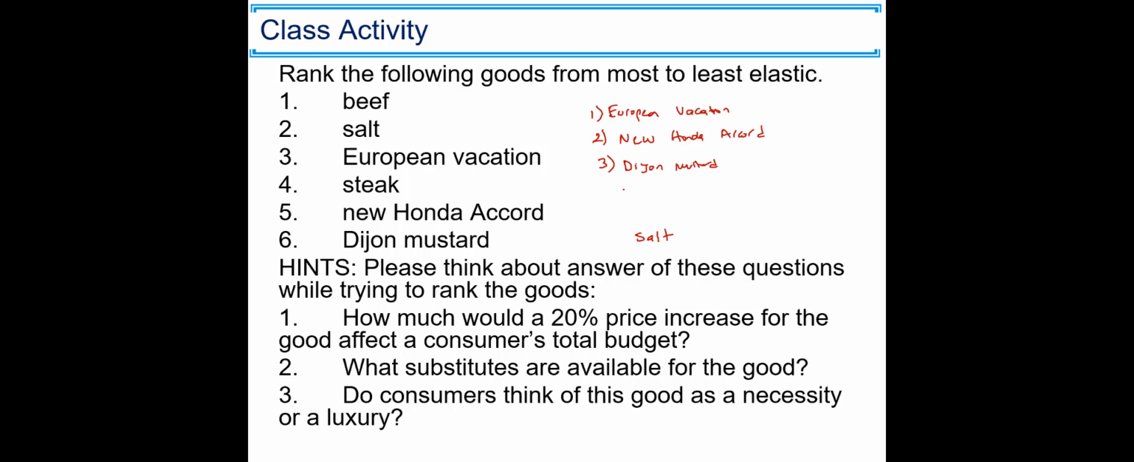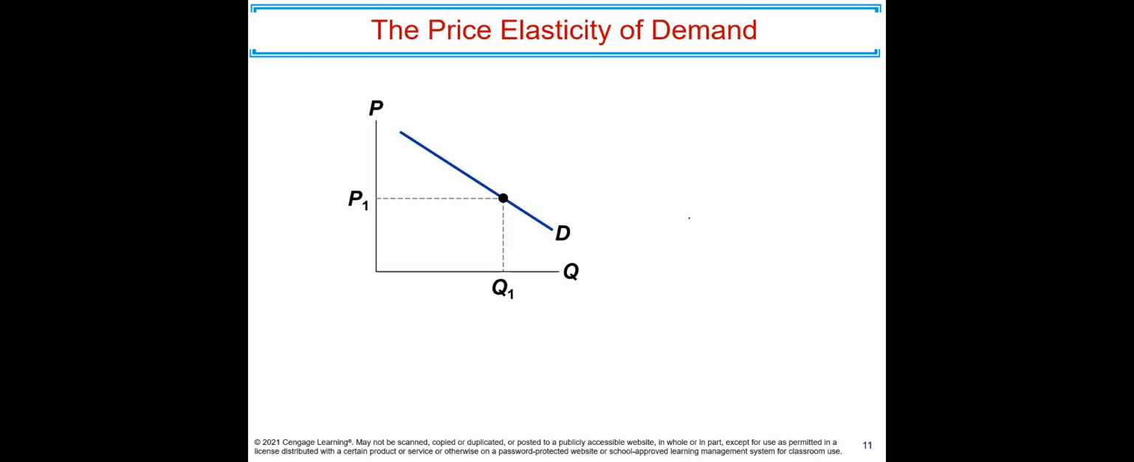And then the next one is steak. Why? Because steak can be substituted with other alternative beef. It's again narrowly defined. And the fifth one is beef, and the sixth one is salt. So the most elastic one is European vacation, and the least elastic one is salt.